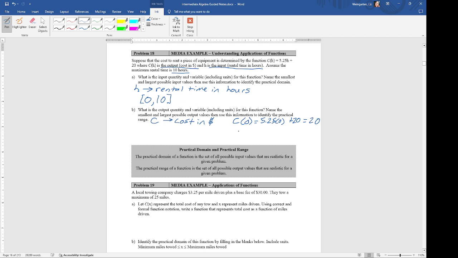To find the highest possible output, we are going to put 10 in for our input. $5.25 times 10 is $52.50, plus 20 gives us $72.50. So the lowest cost is going to be $20. The highest cost is going to be $72.50.